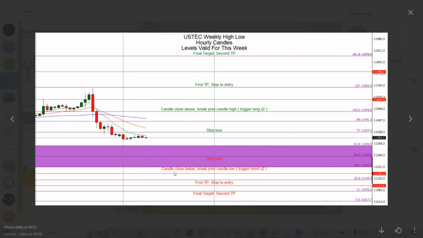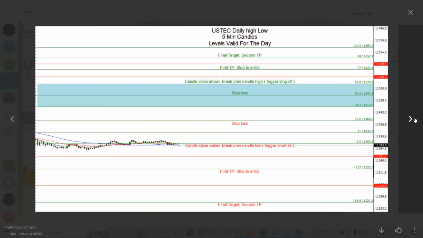Remember, guys, as soon as we hit the first red line, we move our trailing stop to entry. As soon as we hit the first TP, we move our trailing stop to the first red line. And as soon as we hit the second red line, we move our trailing stop to the first TP.